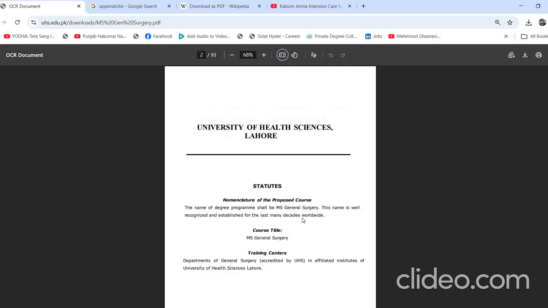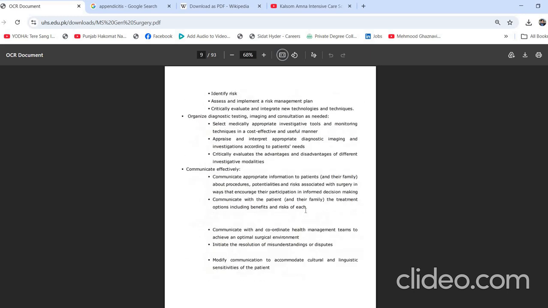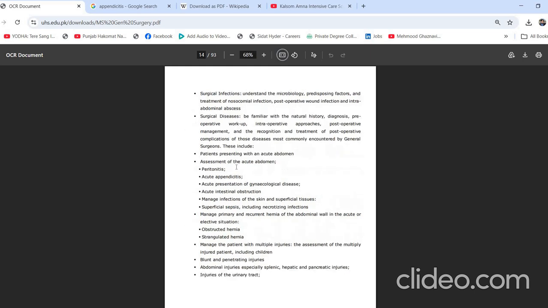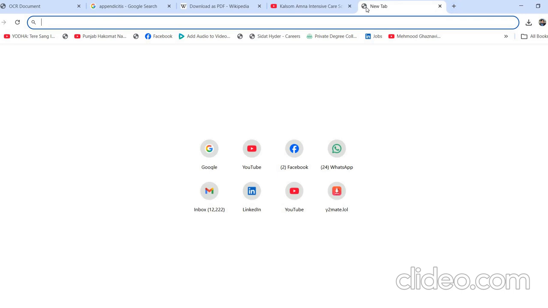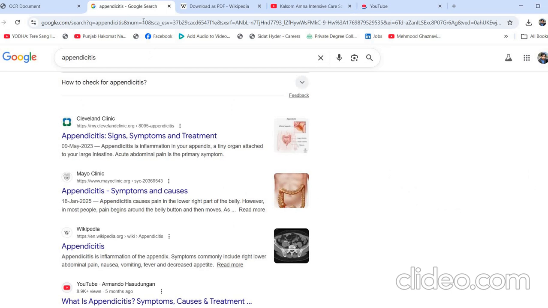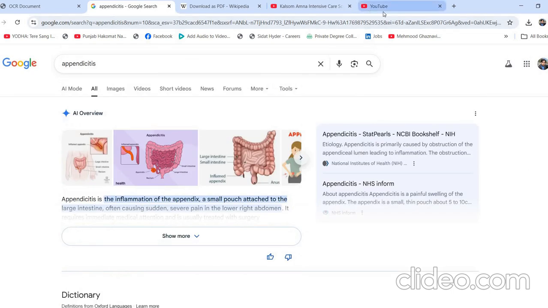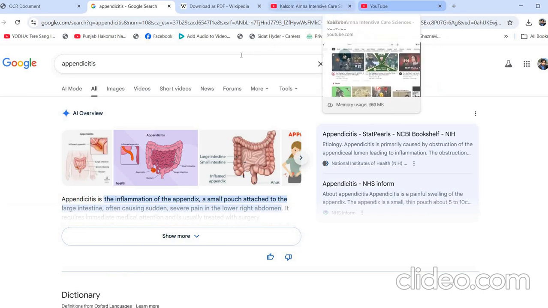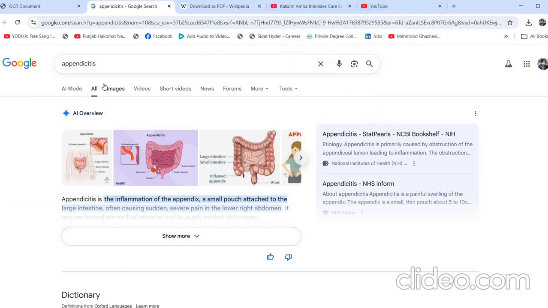So today we will have another topic related to the assessment of the acute abdomen, how to assess abdominal diseases, abdominal surgical infections, and so on. Like how to study the abdomen. So let's see.